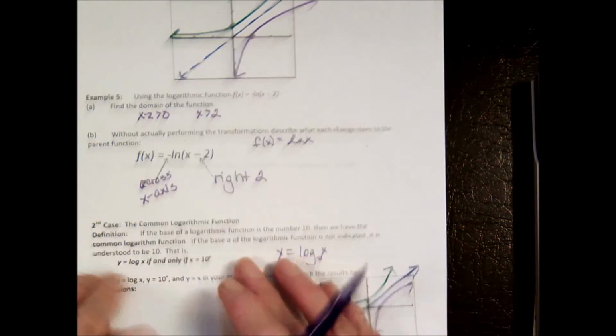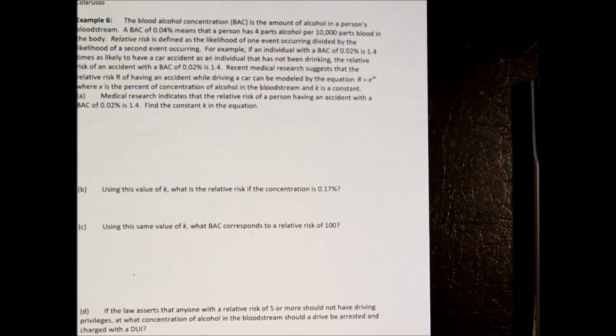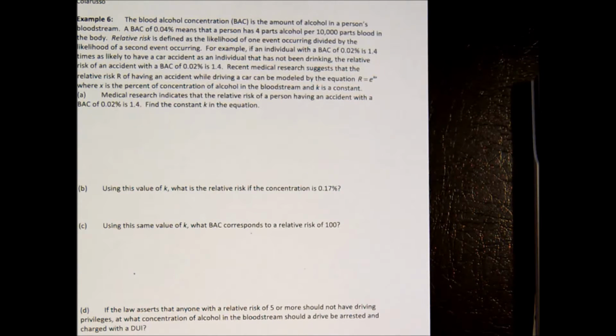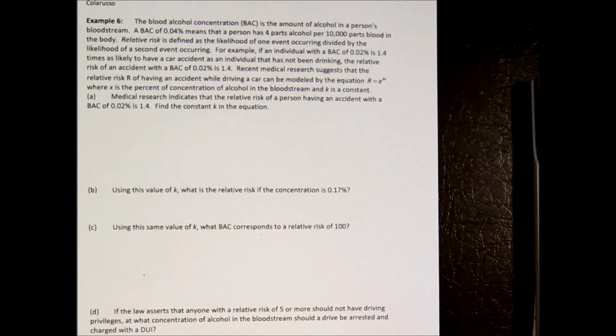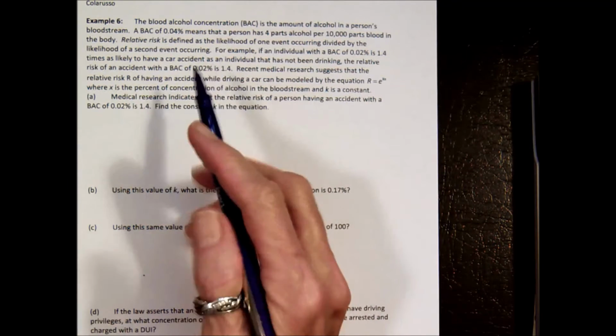All right, let's look at an application problem where we're actually going to be using logs. It says the blood alcohol concentration, which is called the BAC, is the amount of alcohol in a person's bloodstream. A BAC of 0.04% means that a person has 4 parts alcohol per 10,000 parts blood in the body. Relative risk is defined as the likelihood of one event occurring divided by the likelihood of a second event occurring. Now, I know this sounds very complicated. It really isn't. I just want you to understand the meanings here, and then I'll show you how to do it.